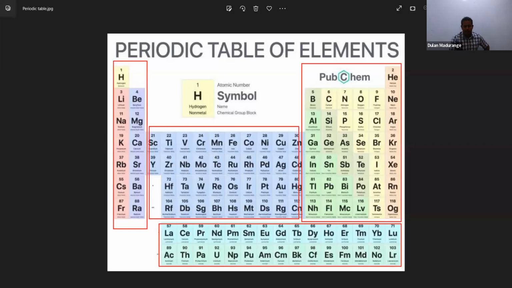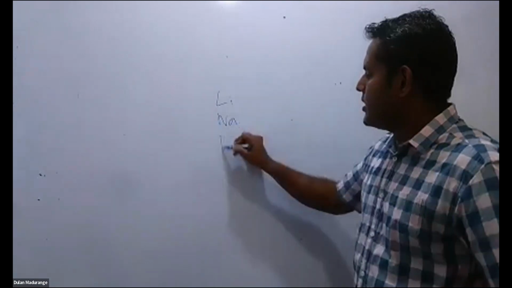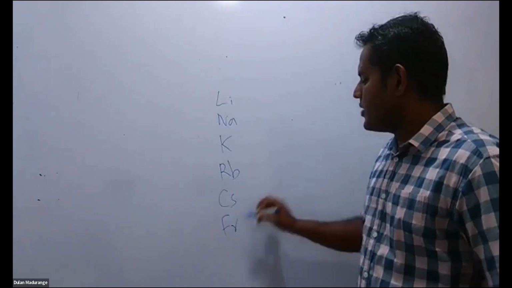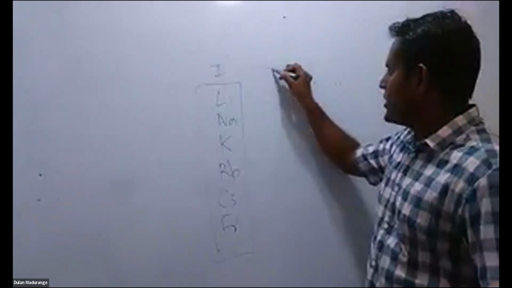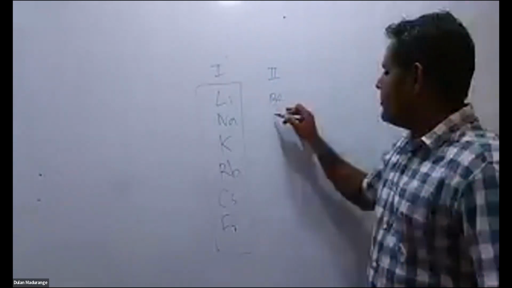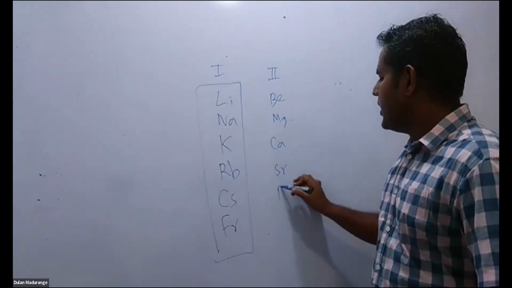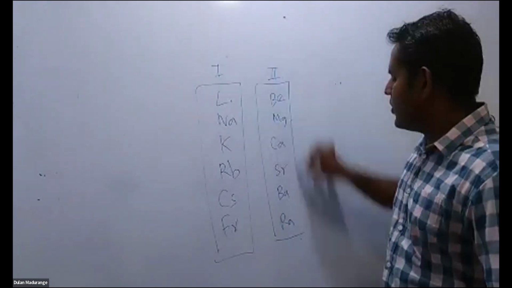What's my question? Why are those elements categorized under S block? In S block, we have these elements: lithium, sodium, potassium, rubidium, cesium, francium. This is group 1. When we consider group 2: beryllium, magnesium, calcium, strontium, barium, radium.